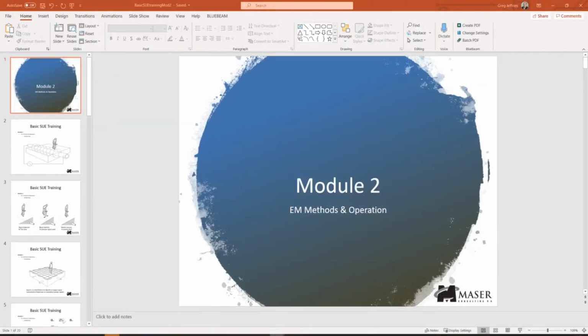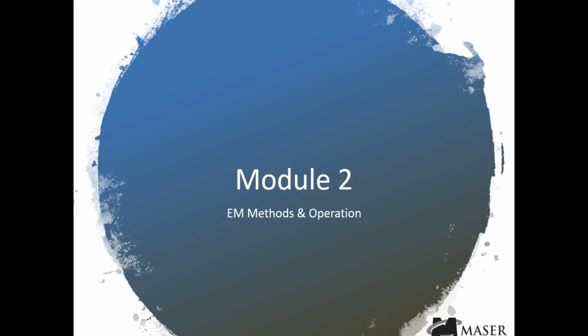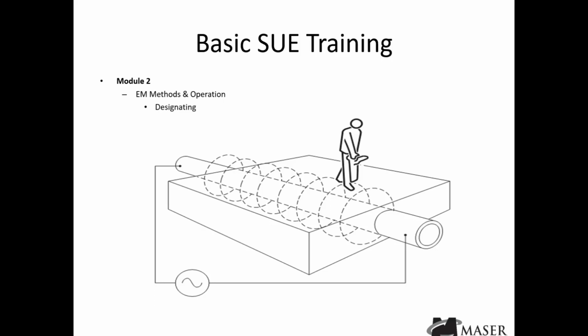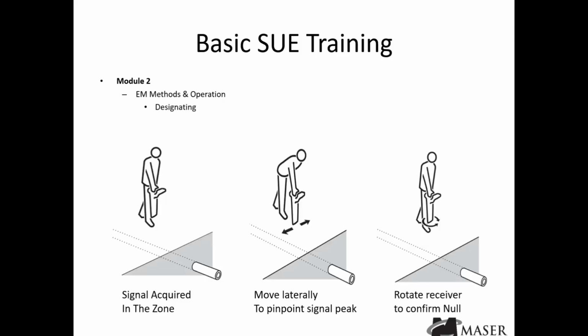Today we're going to move into Module 2, EM methods and operation. So designating. As we talked about, designating is the process of using a transmitter to induce or propagate a signal across an inductive facility and receiving it with the receiver and designating the horizontal pathway of that facility.